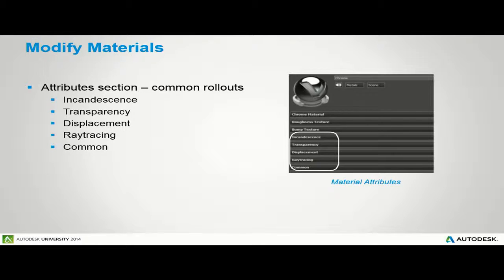The rest of the rollouts have options which are specific to the material. For example, this is the chrome material. It has the roughness texture and the bump texture. You can add those different textures in those rollouts. At the top, you see chrome. This is just the name, and you can modify it. You can have rim, or anything up there. But the base material you can figure out from the first rollout. Whatever the first rollout is, that is the base material.